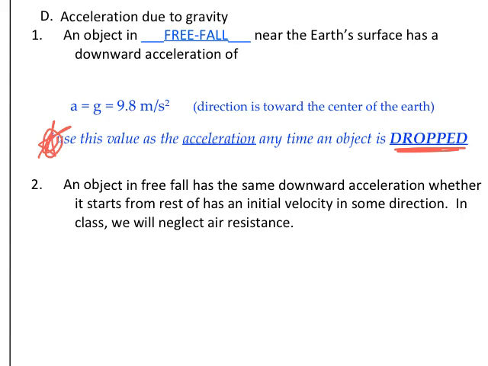And then number 2, an object in free fall has the same downward acceleration whether it starts from rest or if it has an initial velocity in the same direction. So gravity treats every object the same whether you throw it down or if you just let it go and have it fall on its own. In our class, we are going to neglect air resistance. So this is something that's really important. That means that we're going to have a happy little physics world. Air resistance doesn't exist. Every object is treated the same.